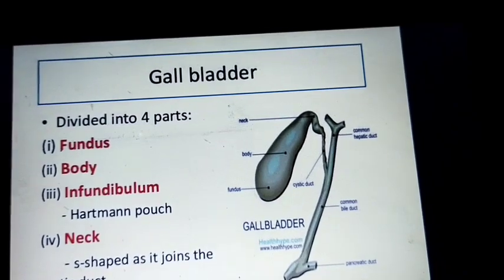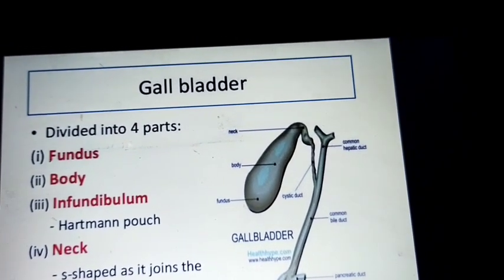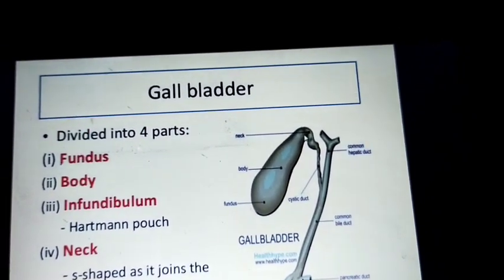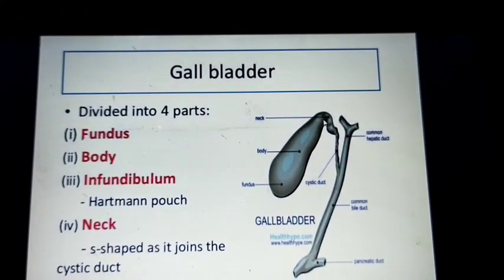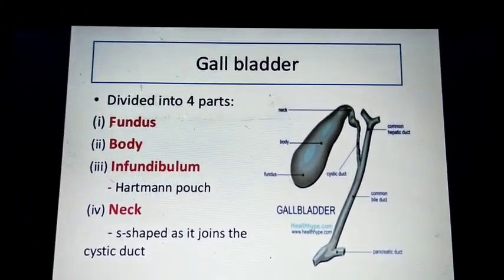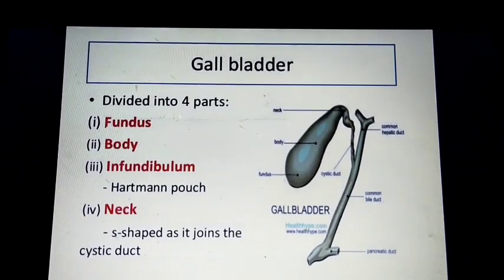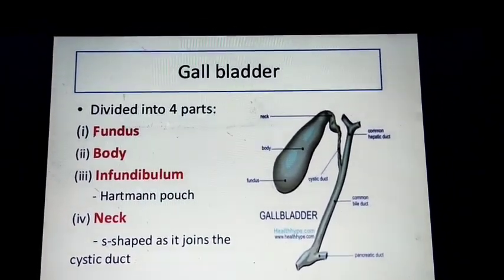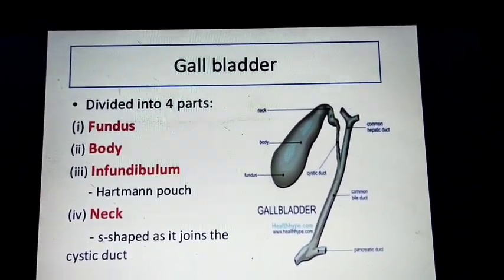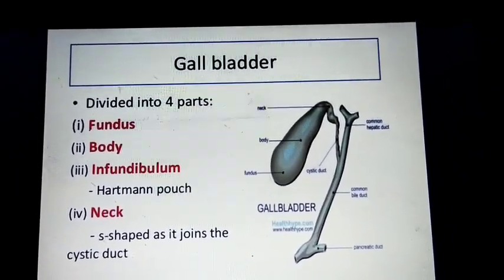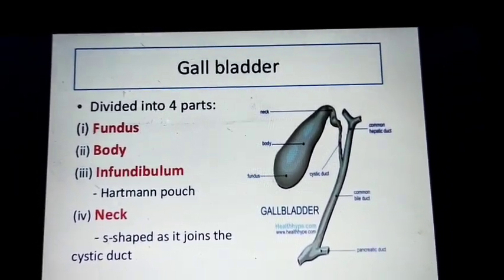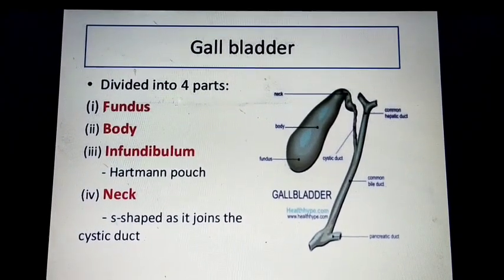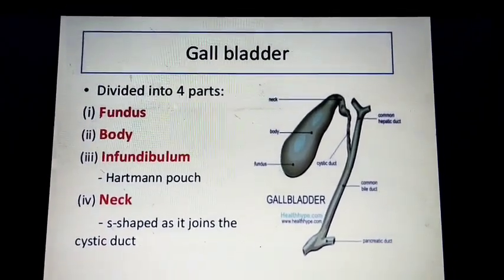That pouch like structure of the infundibulum is called Hartmann's pouch. This is a very common site where gallstones get stuck or seated. That causes obstruction to the bile duct, and that causes cholecystitis, inflammation of the gallbladder.